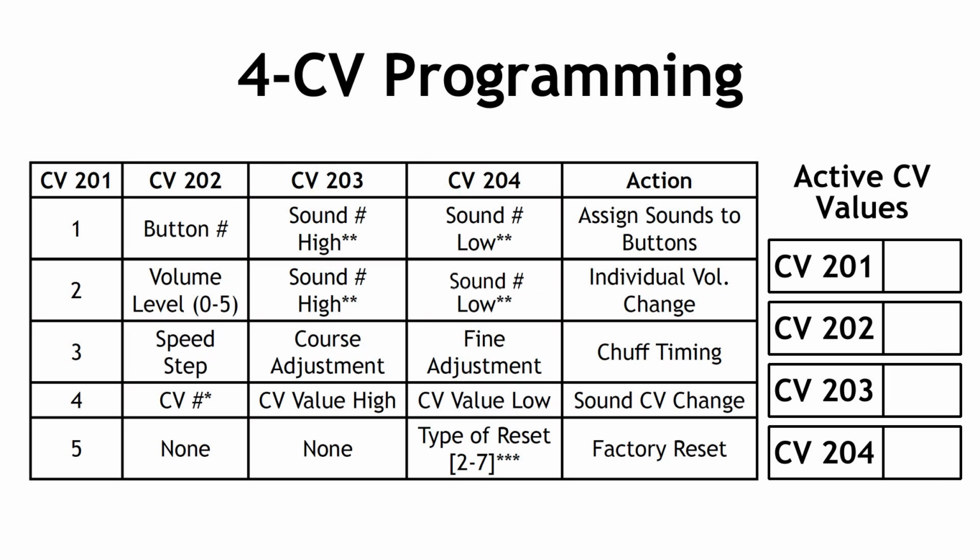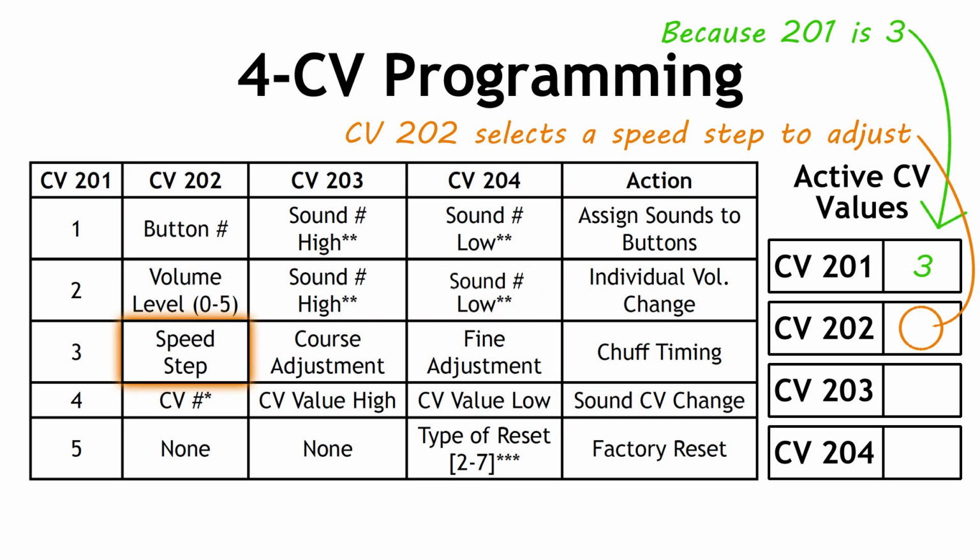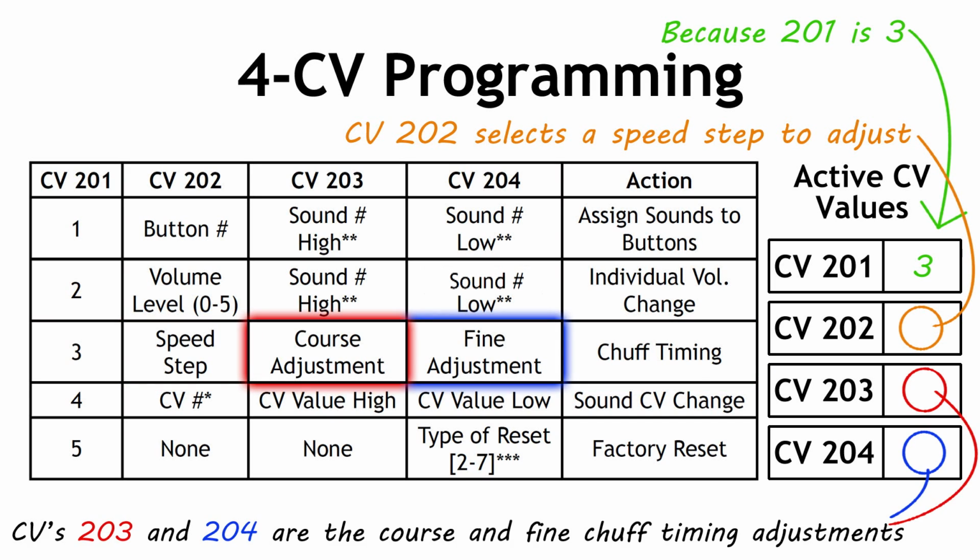If you put a value of 3 into CV201 to adjust the chuff timing at a particular speed step, then CV202 is used for what speed step you want to adjust, and CVs 203 and 204 are the coarse and fine timing adjustments.